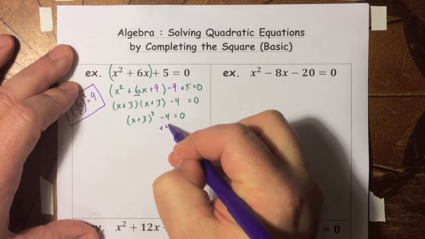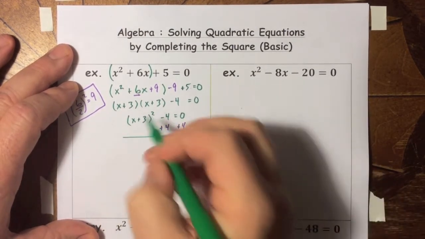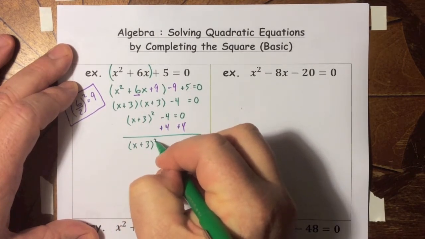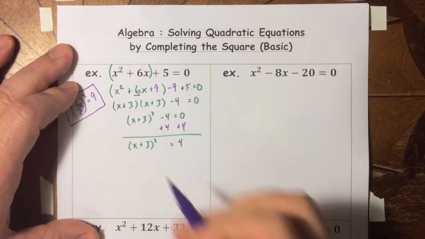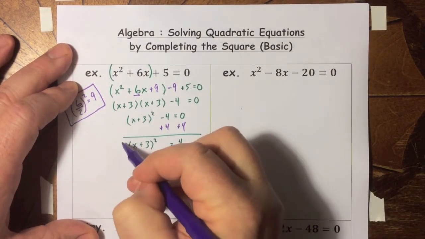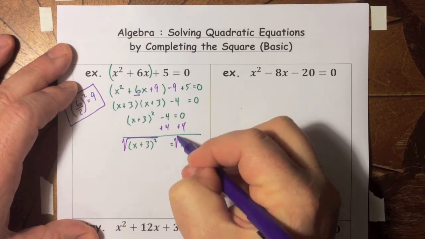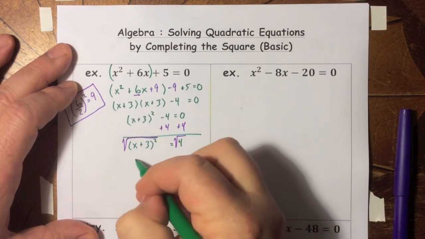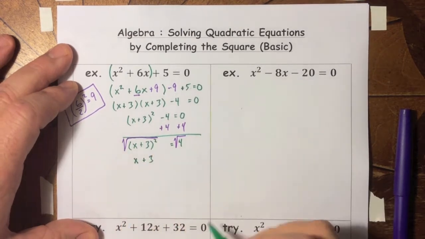So I'm going to go ahead and add 4 to both sides of the equation. Here's my line here. I'm going to have x plus 3 quantity squared is all equal to a positive 4. And now I'm going to take the square root of this to get rid of the square term. When I take the square root of the x plus 3 squared term, I'm going to end up with x plus 3. The square root and the square cancel each other out.